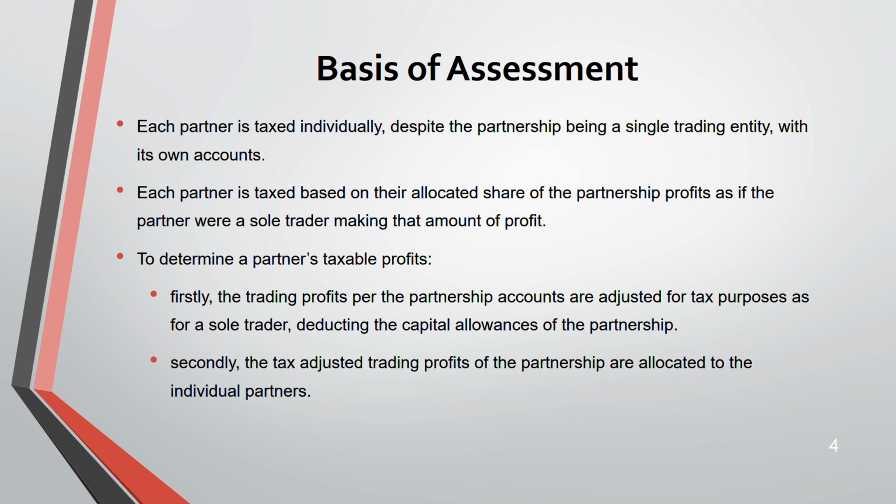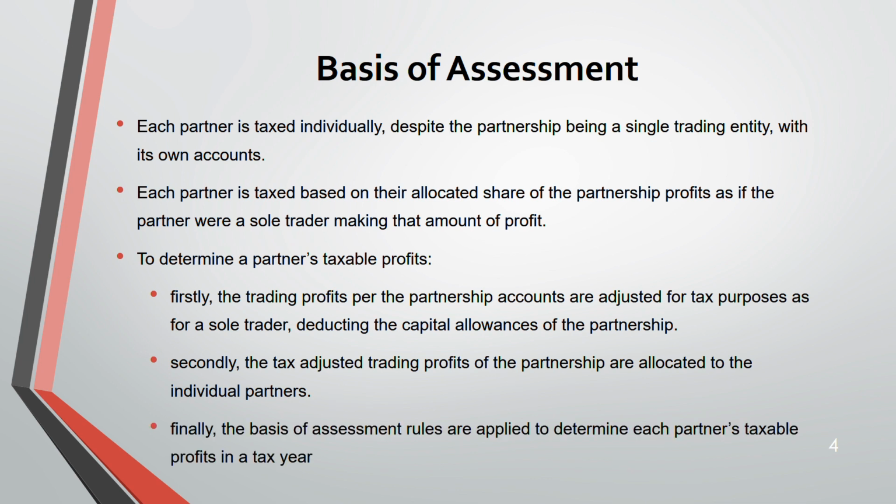Then, secondly, the tax adjusted trading profit is allocated to the individual partners. First, you will only get one trading profit. It's not that per partner you are getting different profits. No, one profit, deduct capital allowance, then allocate that profit among the partners based on their sharing ratio.